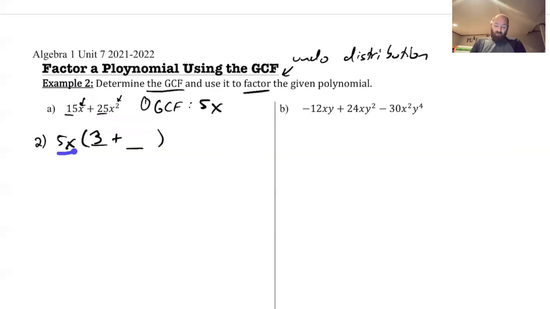Same thing here. 5x times this has to get me to 25x squared. Well, since it's an x and it gets up to an x squared, I have an x here. Then 5 times 5 is going to give me that. And that's my factored form.